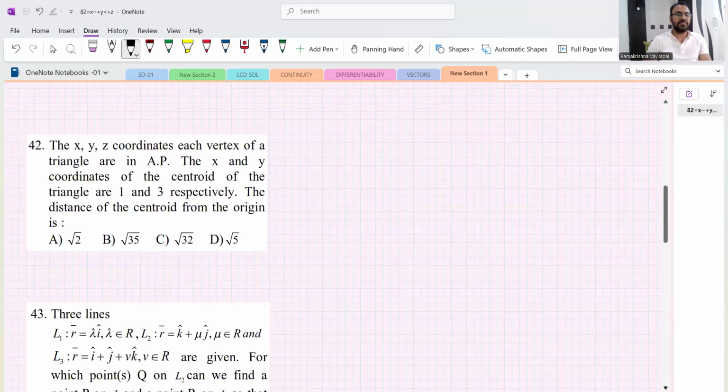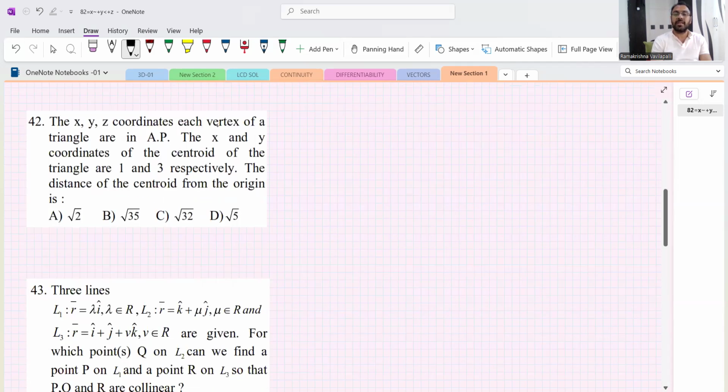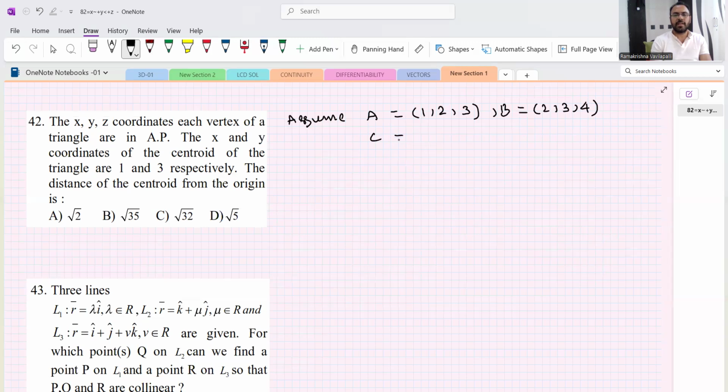Next question. The x, y, z coordinates of each vertex of a triangle are in AP. And the x and y coordinates of the centroid are 1 and 3. Assume vertex A equal to (1, 2, 3). You take your own numbers which are in AP. B is equal to (2, 3, 4). C you should not take directly. We have to take it as (a, b, c).